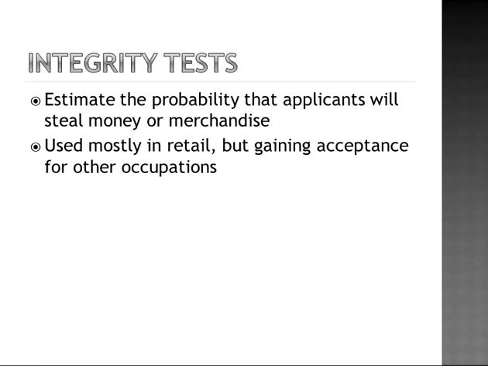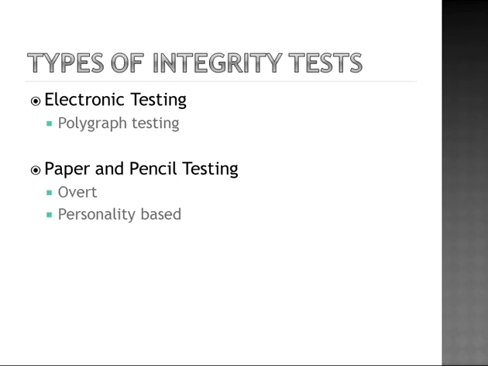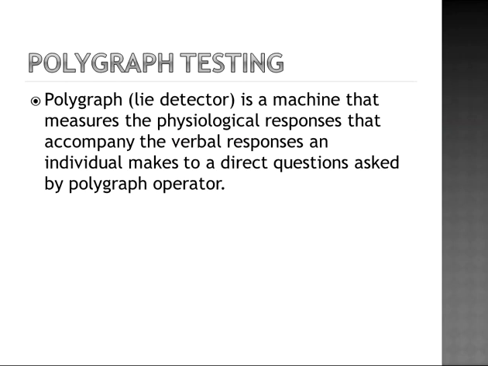Integrity tests estimate the probability that an applicant will steal money or merchandise, used mostly in retail, but gaining acceptance for other occupations. We have electronic testing, the polygraph testing, paper and pencil testing, overt personality based. Now let's look at the polygraph a little bit more closely here. The polygraph is a lie detector. It is a machine that measures the physiological responses that accompany the verbal responses an individual makes to direct questions asked by a polygraph operator.